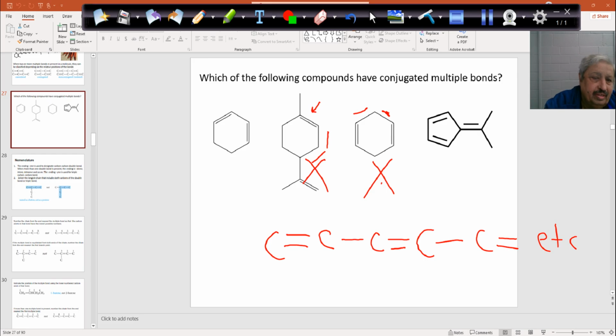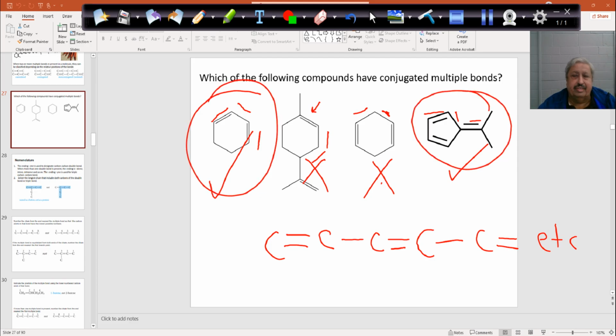How about here? Double bond, single bond, double bond. This is correct. This structure really represents a conjugated system. How about here? Double bond, single bond, double bond. That's correct too. So we have two structures, both of them have a conjugated multiple bond system. The other ones are not. You have to have a double bond followed by single, and the single followed by the double. So alternating. We call this conjugated means, as I said, alternating.